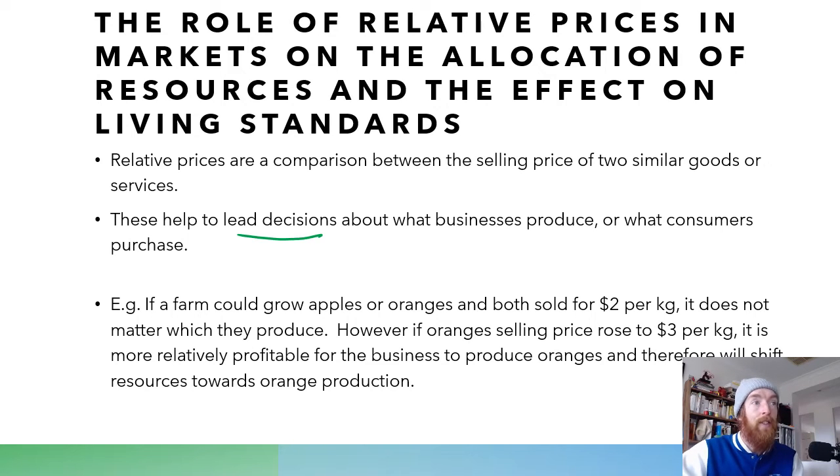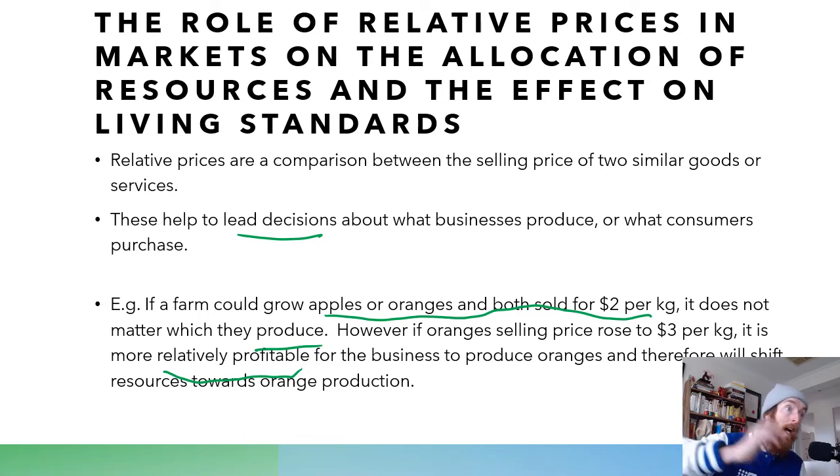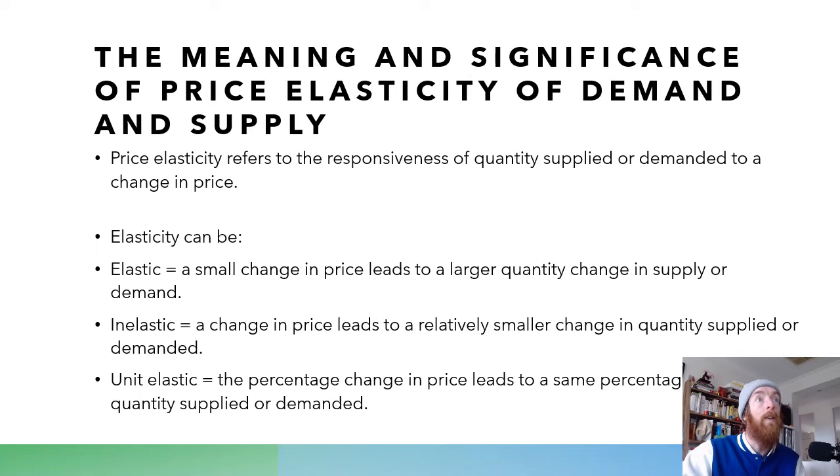So demand's constant. If a farm could grow apples or oranges, and both sell at $2 per kilo, it doesn't matter which they produce. However, if oranges increase to $3 per kilo, it's relatively more profitable for the business to produce oranges, and therefore it will shift productive resources into orange production because it's going to be more profitable for them.